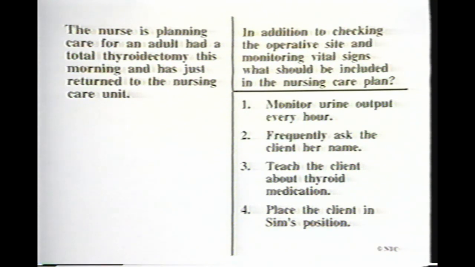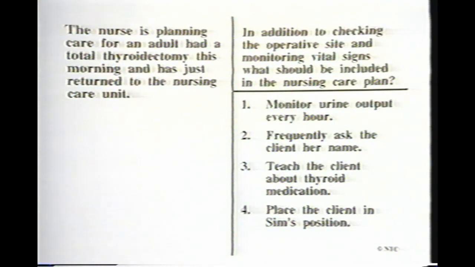So let's analyze our question. We're going to pull it apart like we usually do. Total thyroidectomy. Notice the time frame. This morning, and has just returned to the nursing care unit. So we're talking about immediate postoperative care. And we're told, in addition to doing the usual things like checking the operative site and the vital signs, what should we do? So if we look at our choices, monitor urine output every hour. There is no pressing need to monitor urine output every hour. We'll do regular intake and output, but it needn't be hourly. The thyroid doesn't particularly affect urine output.